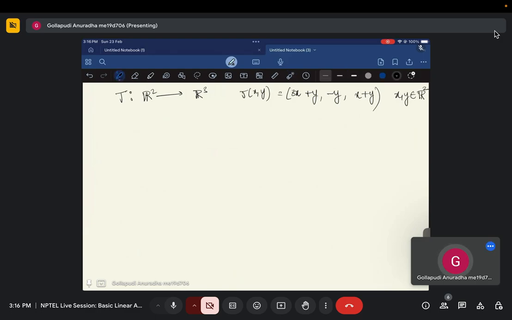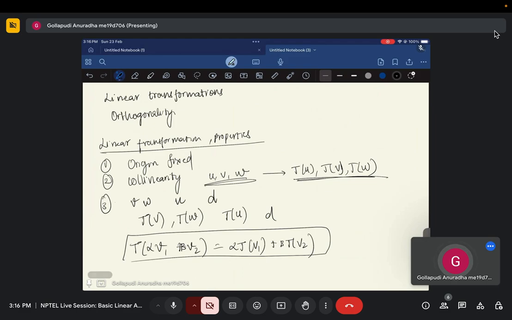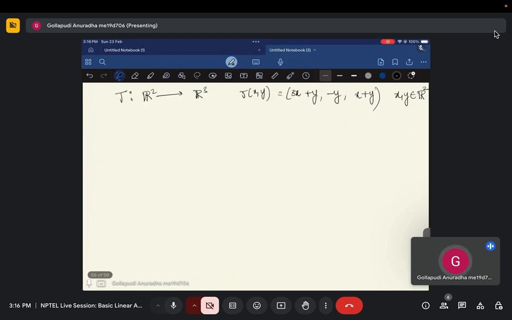Now the question after that: some linear transformation properties were discussed, and this is the question. A transformation from R2 to R3 is given like this. Is it a linear transformation or not? So let's solve the question. As I said, the properties of a linear transformation are: if I have vectors v1 and v2, then this should be satisfied.